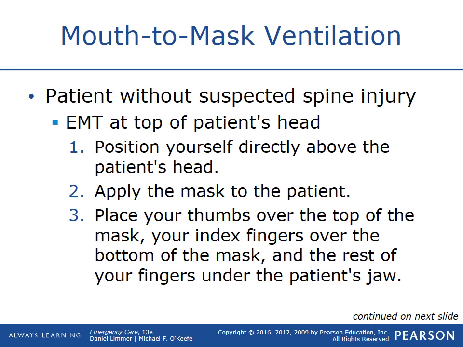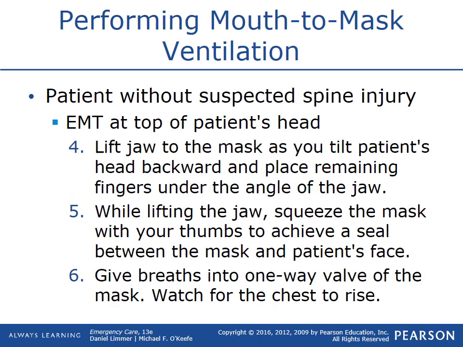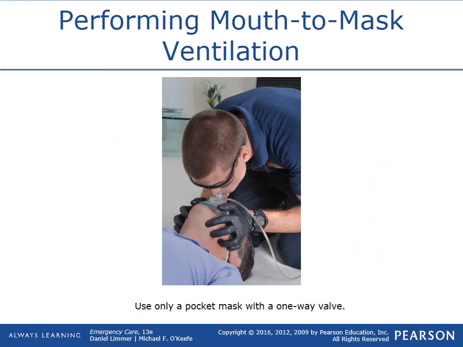Apply the mask to the patient. Place your thumbs over the top of the mask, your index fingers over the bottom of the mask, and the rest of your fingers under the jaw. And then you're going to lift the jaw to the mask as you tilt the patient's head back and place remaining fingers under the angle of the jaw. When you lift the jaw, squeeze the mask with your thumbs to achieve a seal, and then give breaths in a one-way valve and watch for the chest to rise. Use only a pocket mask with a one-way valve. You don't want that vomit to come back into your mouth.